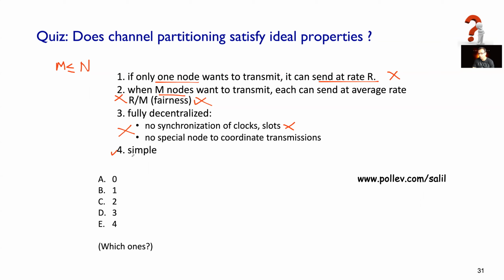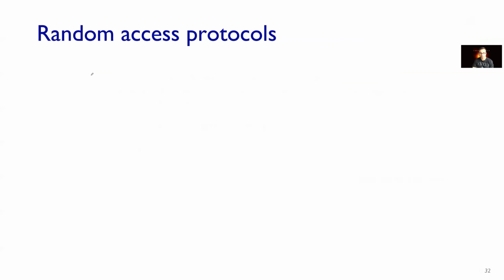Well, yeah, it's simple. We can give it that. So the correct answer really should be B, right? In a more general setting. I presume some of you chose 2 because you assumed M was exactly equal to N, perhaps. But remember, in a more general case, M can also be less than N, right? So hopefully that explains the answer.